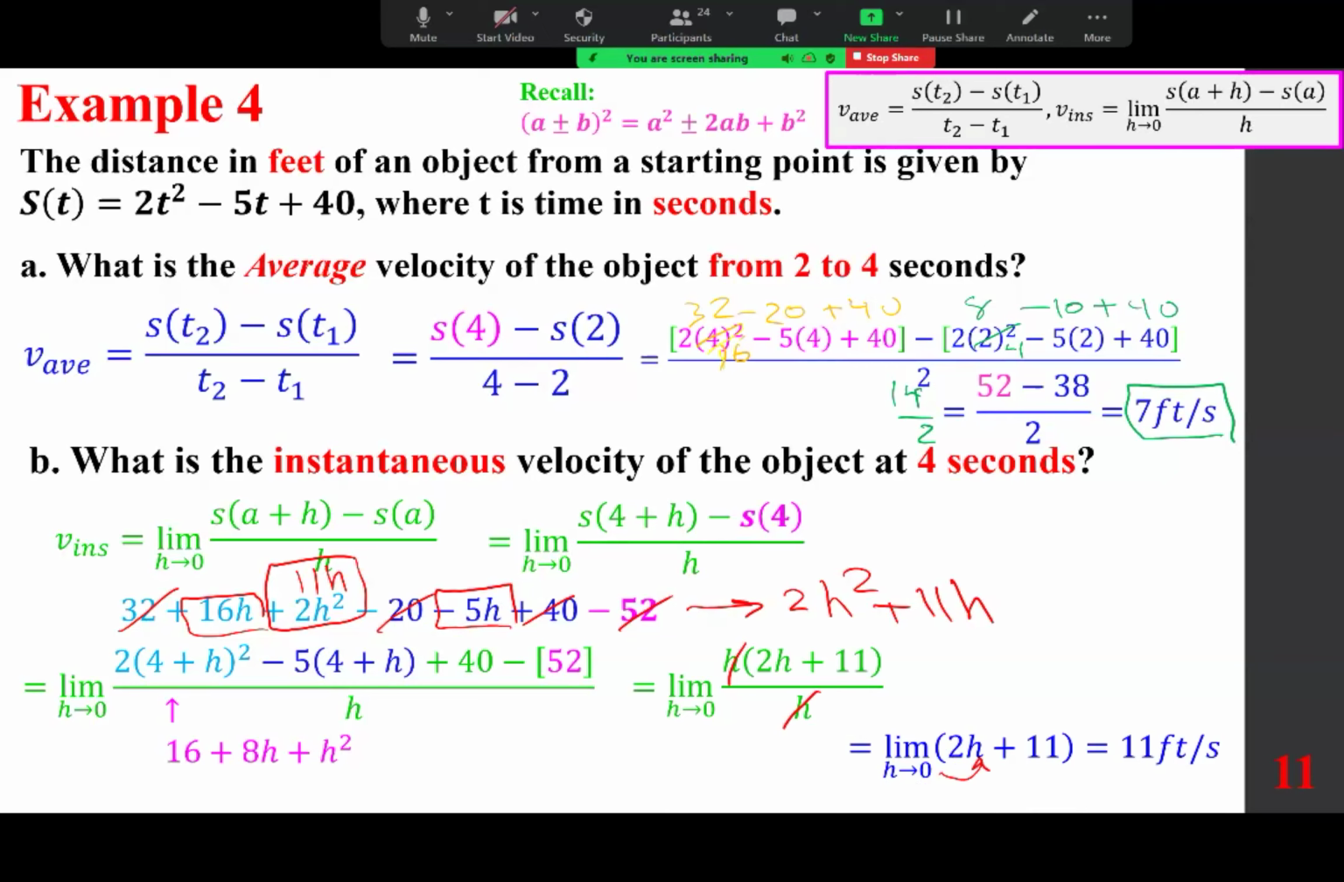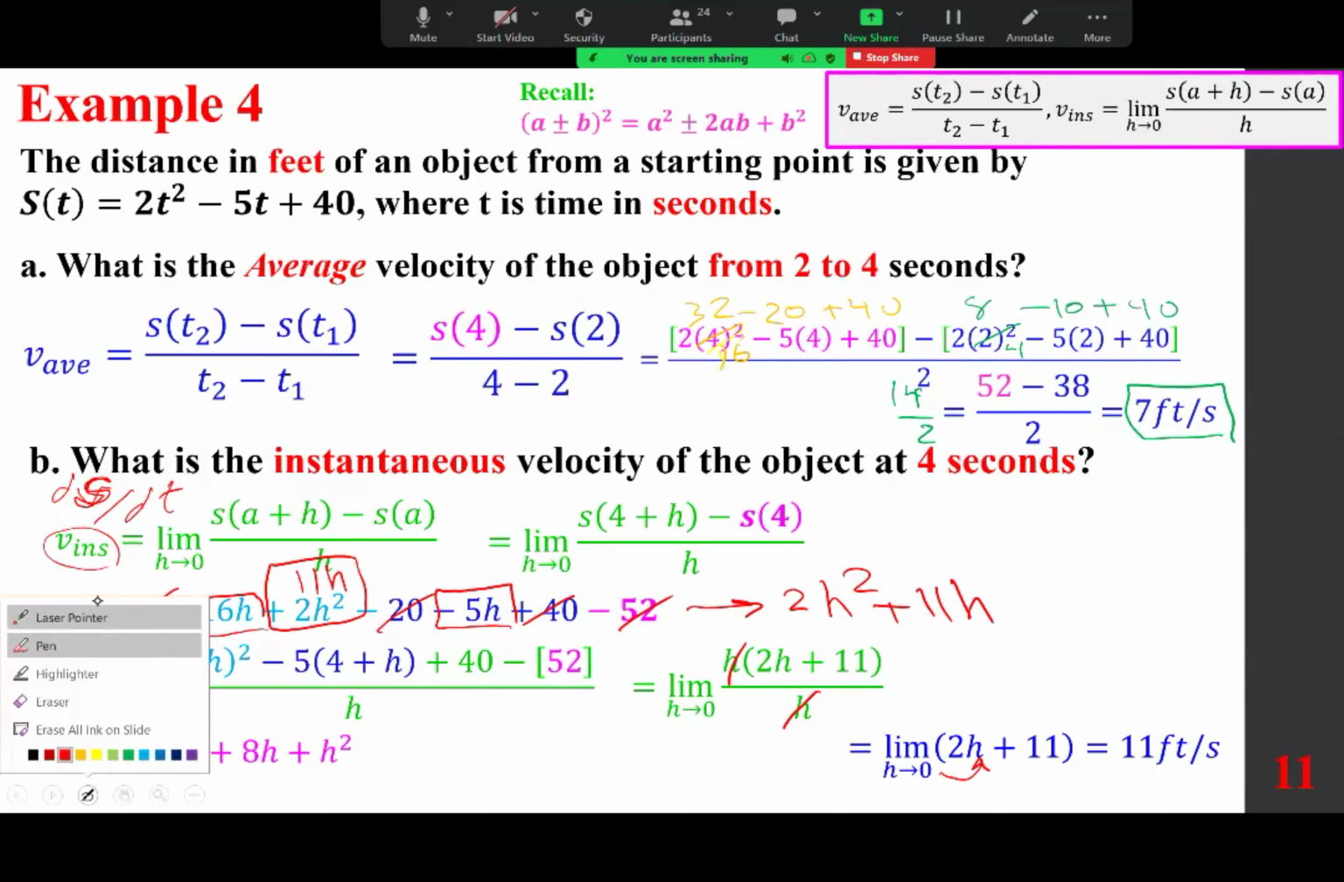And we get 11 feet per second, the same unit that we have for the average velocity, because this means ds dt. Let me write that so you know that. The formula here also is written as ds divided by dt. So it's the same units, change in distance over change in time. So that's why they have the same unit as we had here.